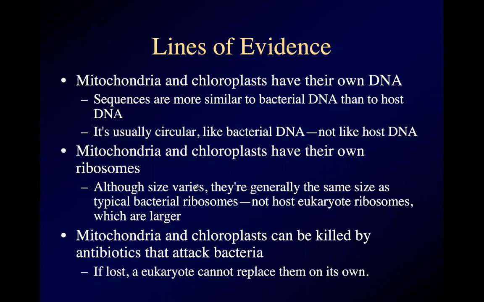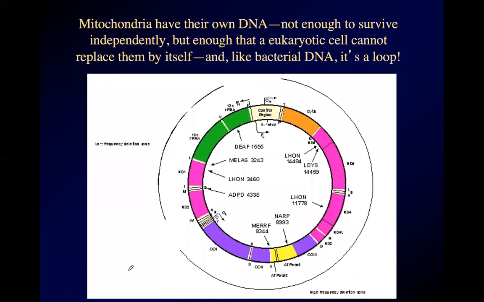Mitochondria and chloroplasts still have to make some of their own proteins. They carry out transcription and translation inside themselves, independently of what's going on in the rest of the eukaryote. And mitochondria and chloroplasts can be killed by antibiotics that kill certain bacteria. And if a eukaryotic cell loses them, it can't replace them. If all of the mitochondria in your cells died, you couldn't make any more.